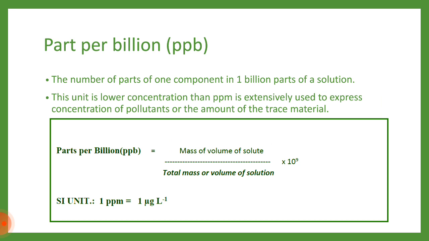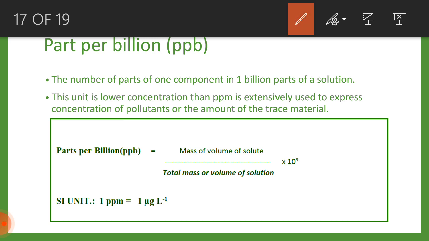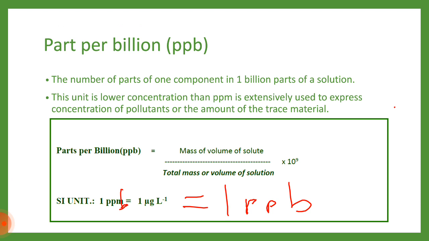SI unit of 1 part per billion is 1 microgram per liter. It is part per billion, 1 ppb. Okay, it is equal to 1 part per billion.